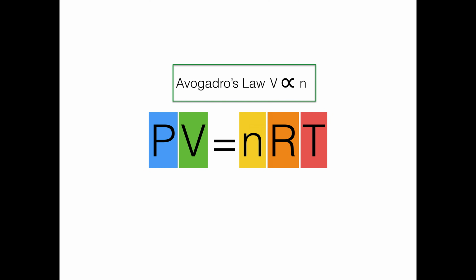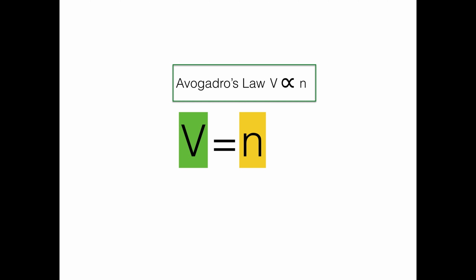And then Avogadro's Law, like I mentioned before, Avogadro is responsible for moles, and the n variable is responsible for moles. So those are the only two that I need. Volume is proportional to moles.